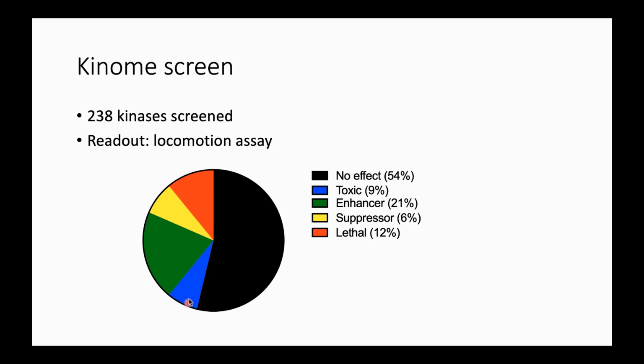9% are toxic, meaning that they actually made locomotion worse in control flies in addition to alpha-synuclein expressing flies. 21% are enhancers, so these would be like the GWAS genes that I've shown you that make things worse. And then finally, the set that I am the most excited about is the small piece of the pie that are suppressors. So 6% of the genes are suppressors, meaning that when knocked down in glia, they actually rescue the alpha-synuclein phenotype in neurons. So these are the genes that are potentially good therapeutic targets.